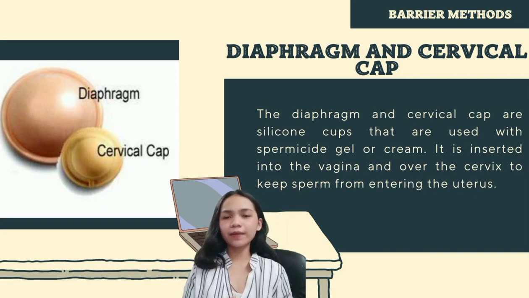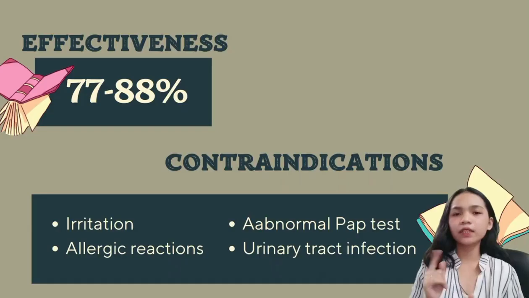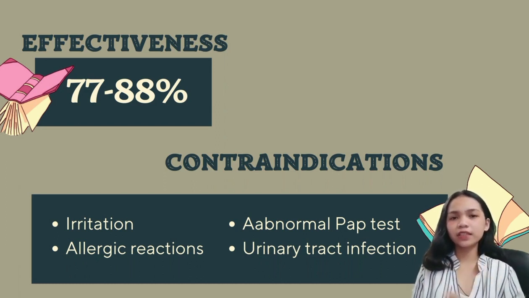Next one, we have the diaphragm and cervical cap. Before you use these, you need to put spermicide inside them. Again, spermicide is a substance that kills sperm. It can be foam, cream, or jelly. So it's 77 to 88% effective. You should have the diaphragm checked after childbirth, because if it doesn't fit you, it will not be effective. Also, the cervical cap may not work as well for women who have given birth. Childbirth stretches the vagina and cervix, and the cap may not fit as well. Its contraindications are irritation, allergic reactions, abnormal pap test, urinary tract infection, and containing N9, which can irritate the vagina and rectum.